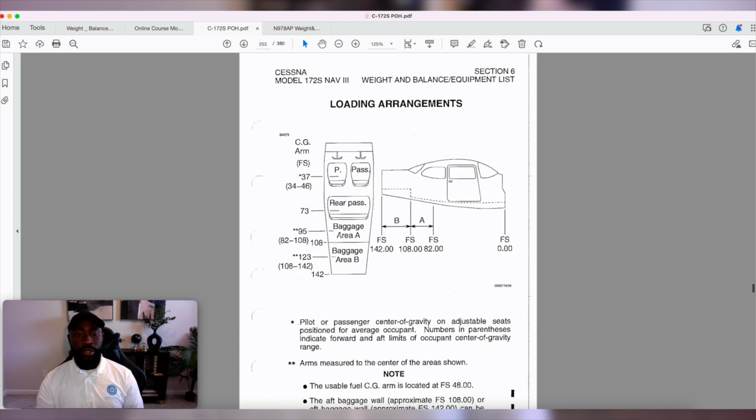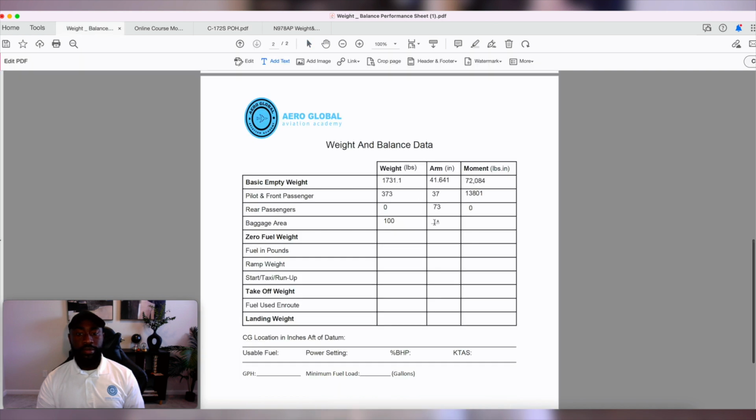It says the baggage area 1 is 95, but it also gives you a note. So let's see what the note says. It says the arms measure to the center of the areas shown. So it's basically just the center. So depending on where you place your bag, obviously, if it's more to the front, you want to use this number. If it's more to the back of the baggage area, you want to use this number. If it's just in the middle, then you can use 95. So I'll just center my bag in the baggage area. So I'll use 95 for the arm here. Then if we multiply 95 by 100, we get 9500.